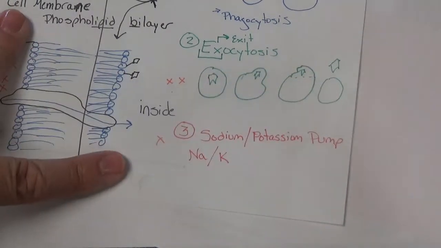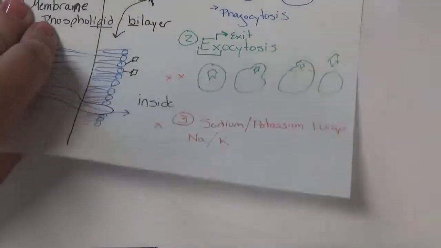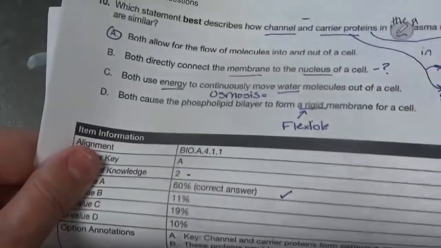So you're moving it in a direction opposite the flow of concentration. So those are your three types of active transport, and that was your passive transport. So that was page 19. Page 20 is where we start looking at some of our Keystone review questions.